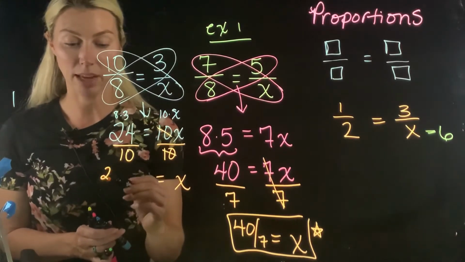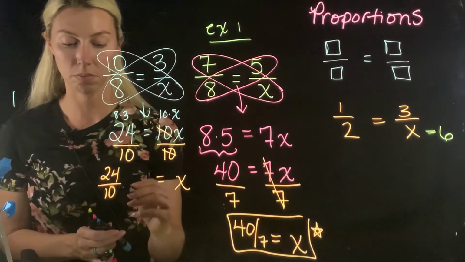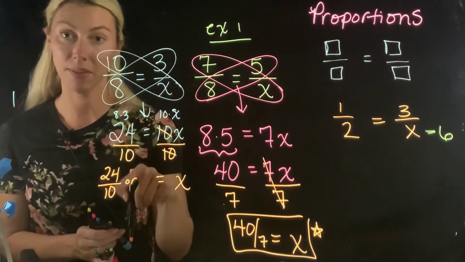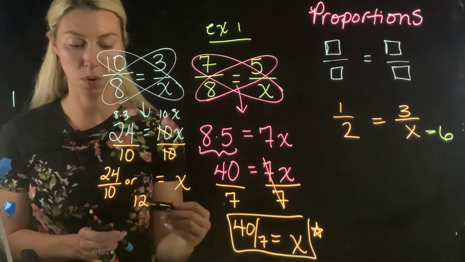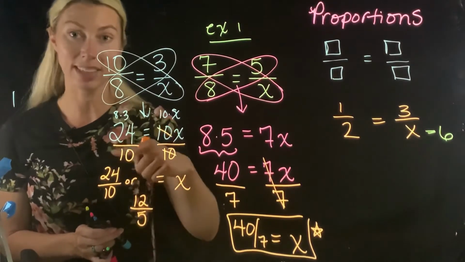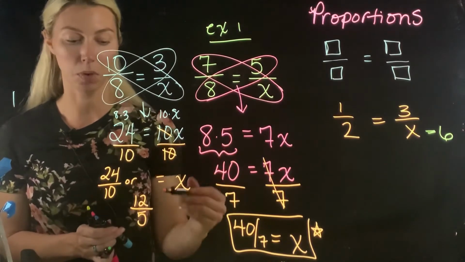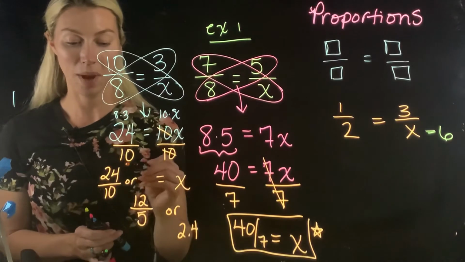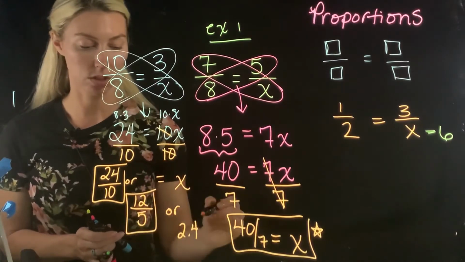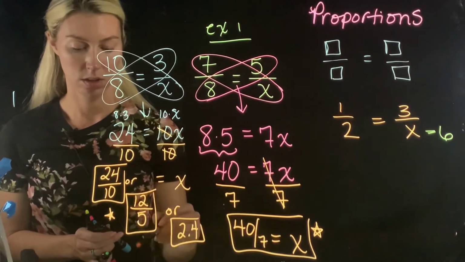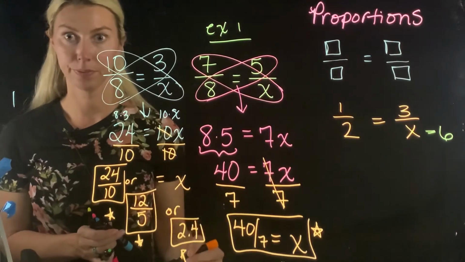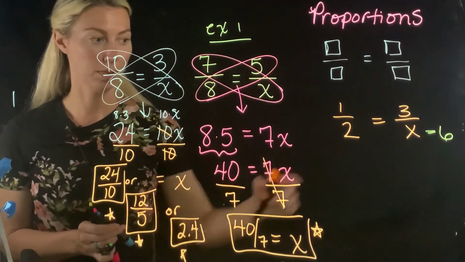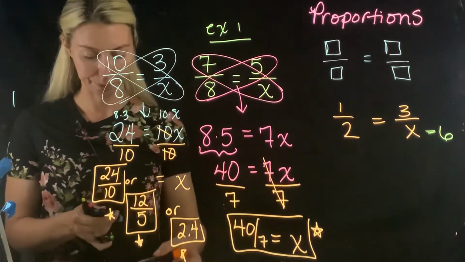So I could either write 24 over 10, or I could reduce it and divide them both by 2, which would be 12 over 5, or I could divide it and actually get a decimal, which would be 2.4. So any of these three answers would be acceptable. For my last example, I'm going to go back over here and write it.